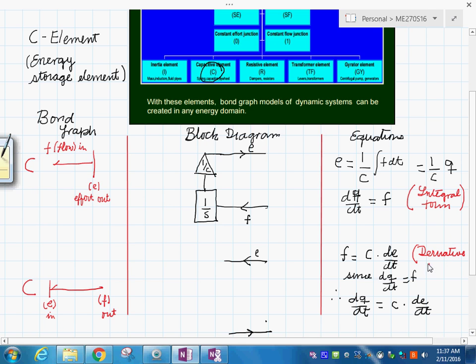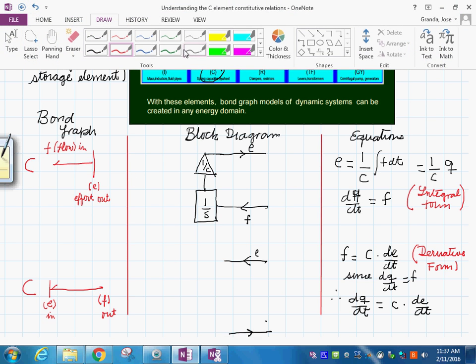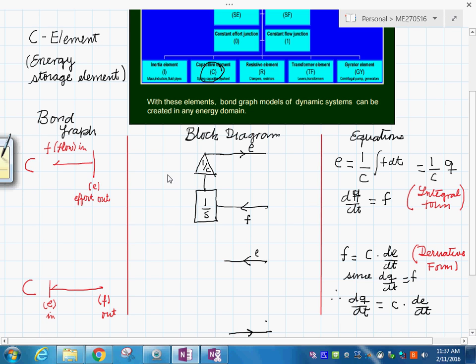E before gets differentiated by the variable S, and then you put it using the Simulink notation, multiplies by C, and now this comes as F. See? So this block diagram corresponds to the integral form. This block diagram corresponds to the derivative form.